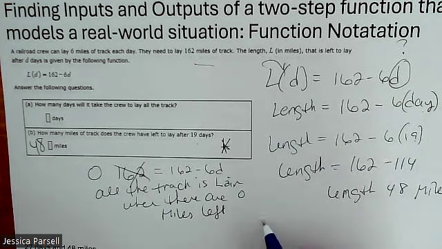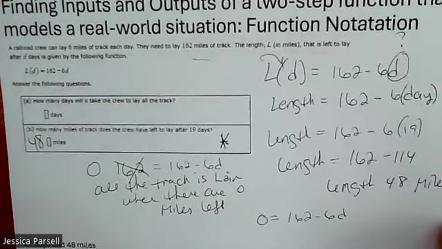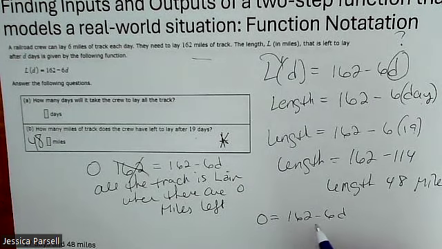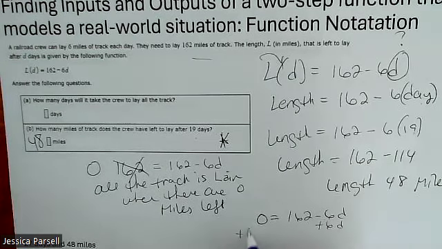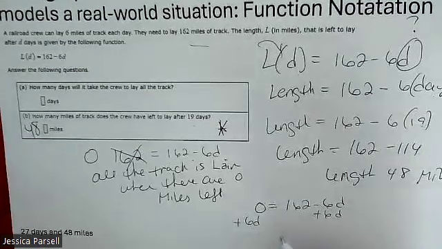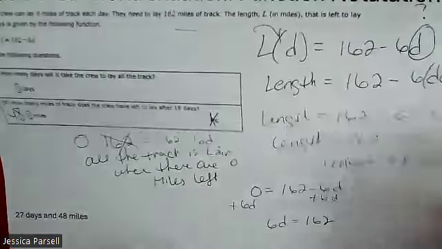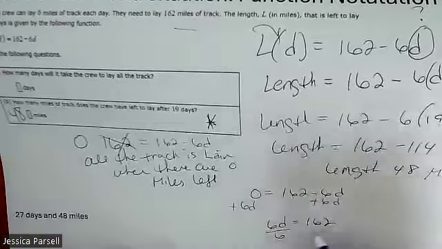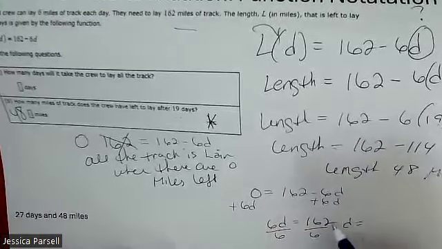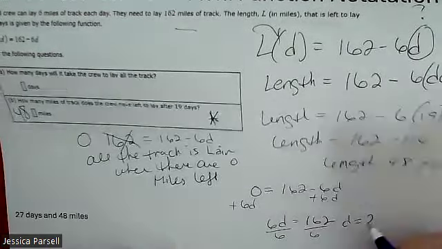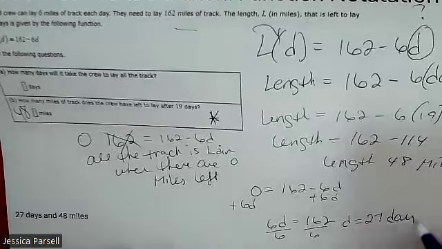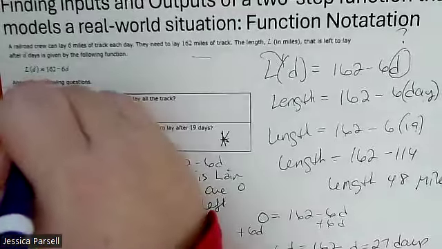So if we write this as 0 equals 162 minus 6D, we can add 6D over to the other side. So we're left with 6D equals 162. And we want to know how many days, so divide by 6. So days is equal to 162 divided by 6, which is 27 days.